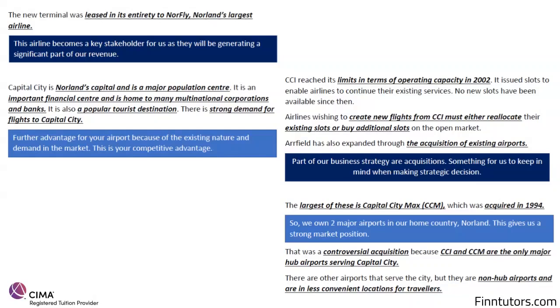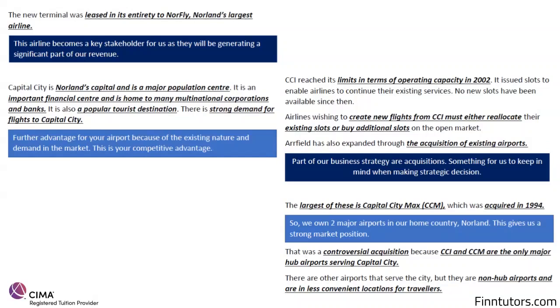CCI reached its limits in terms of operating capacity in 2002. Back in 2002, we already reached our operating capacity, which means more than this, there cannot be flights landing. More than the number that we were handling back then, there cannot be flights taking off. We reached our operational capacity. And we've already discussed in our industry analysis that no matter how big an airport you are, there will always be an operational limitation, because after every flight lands, you got to wait. After every flight takes off, you got to wait. So there is going to be an operational limitation, and we reached that in 2002.